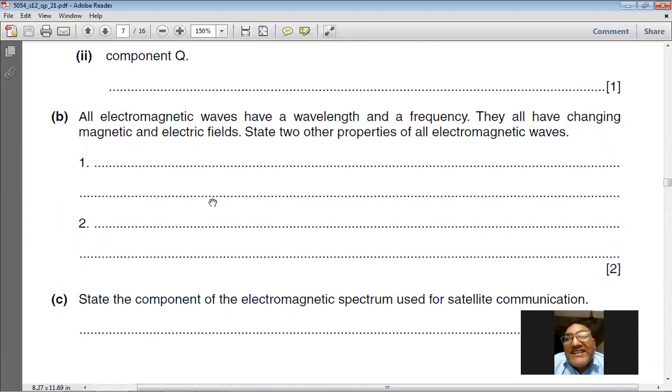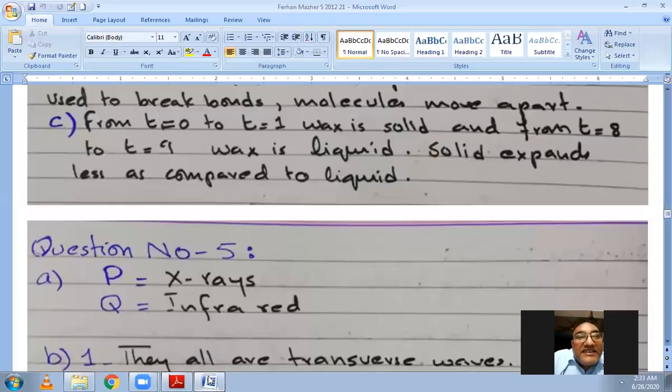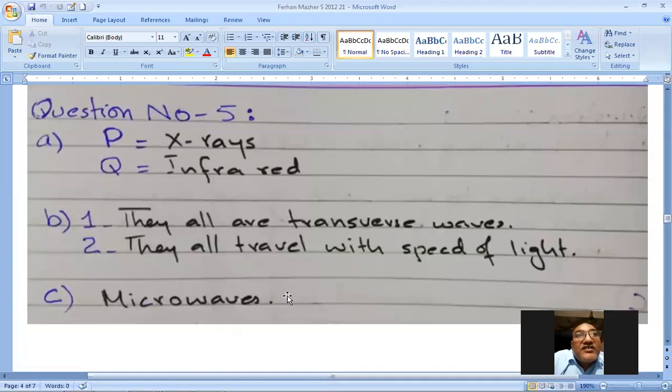Or you can say they all travel with the same speed in the vacuum. I've written this answer. Let's see what is my answer. Okay. So for the A part, P is equal to X-rays and Q is infrared. For B, first, they all are transverse waves. They all travel with the speed of light in vacuum.